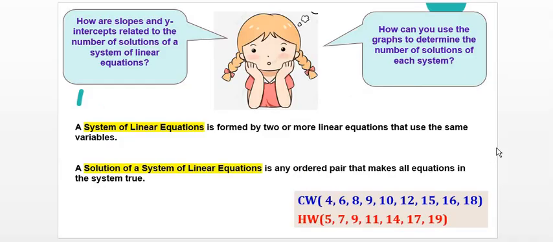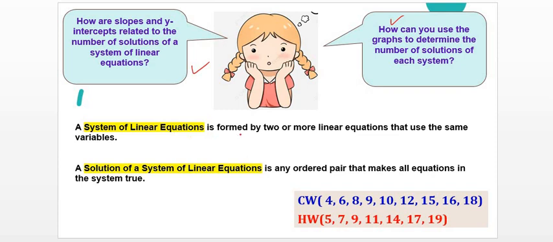We have some more questions to discuss. Here they said, how can slopes and y-intercepts be related to the number of solutions of the system of linear equations? This is the question that you will always be asking yourself: how can the slope and the y-intercept help me decide about the solutions of the system of equations? And also this question: how can you use the graph to determine the number of solutions of each system?